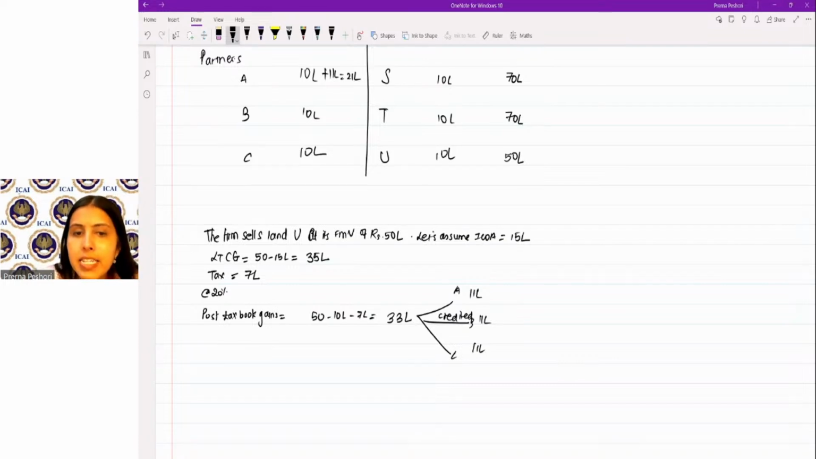Now partner A is deciding to exit the firm. Right? And the firm decides to give him, on A's exit, 61 lakh of money.